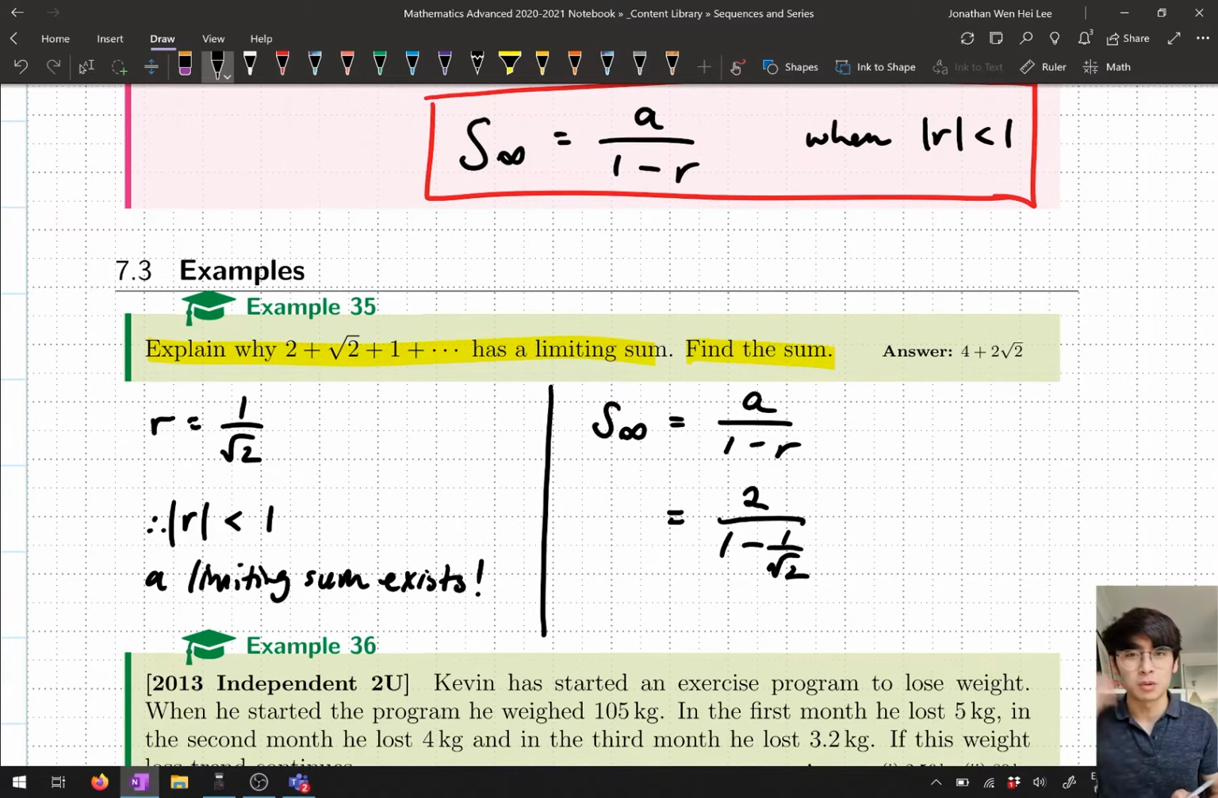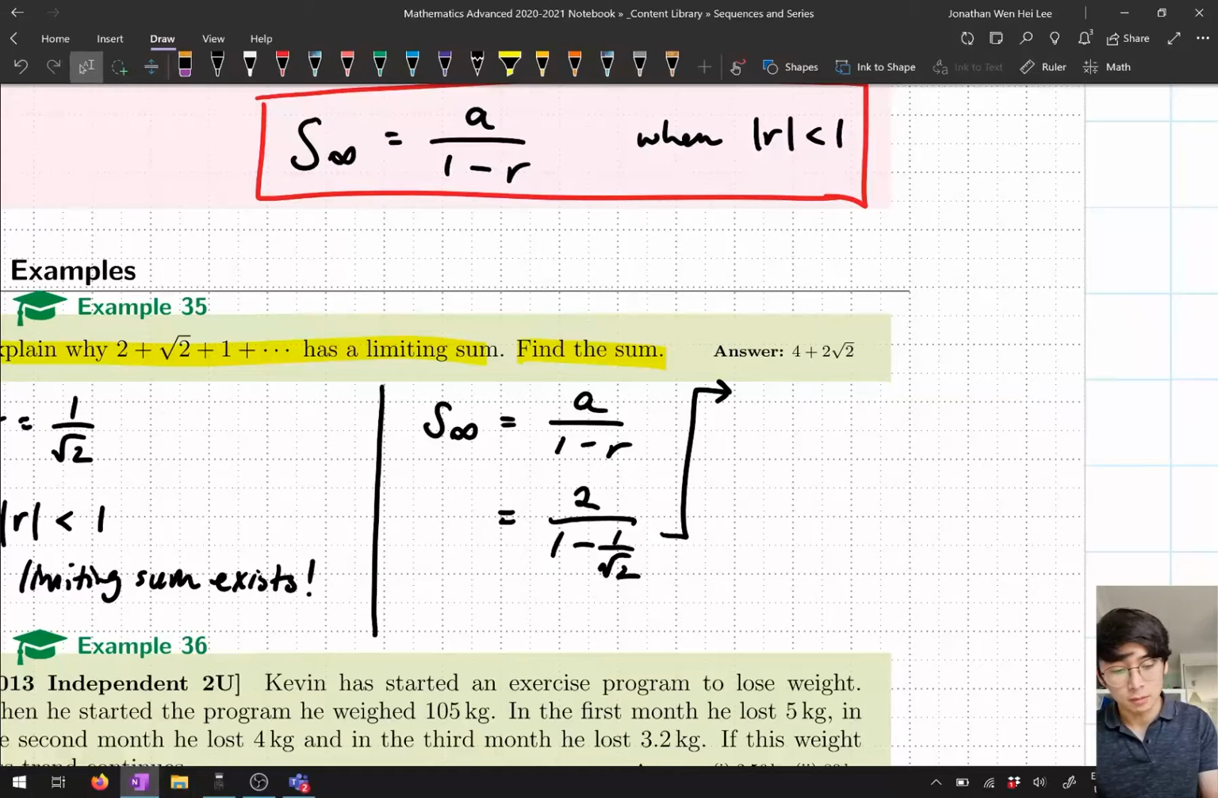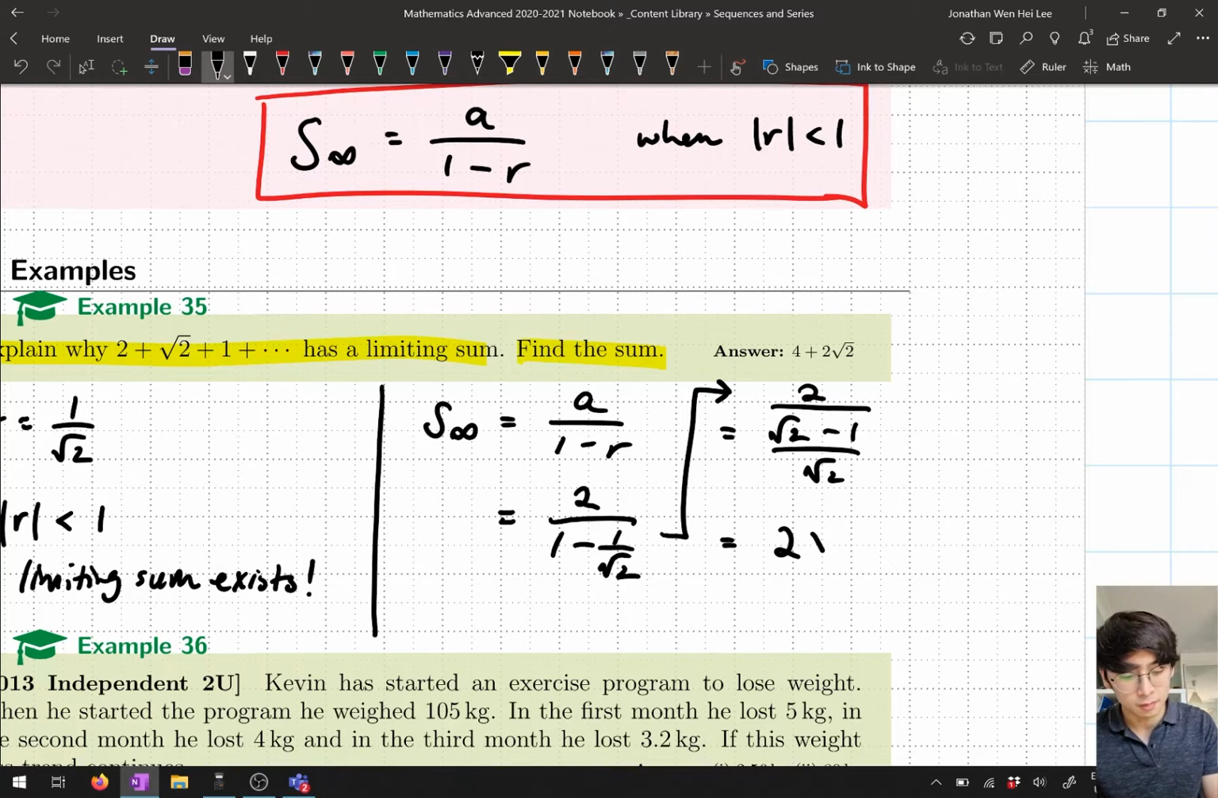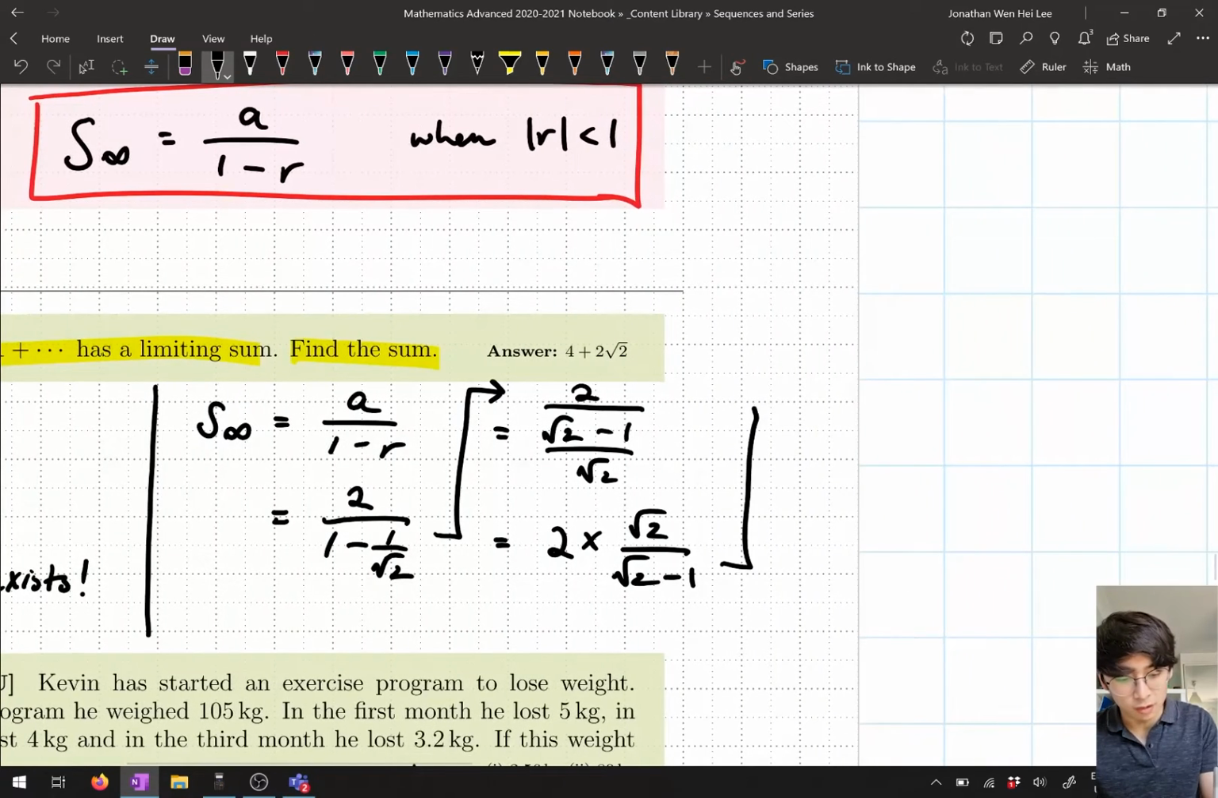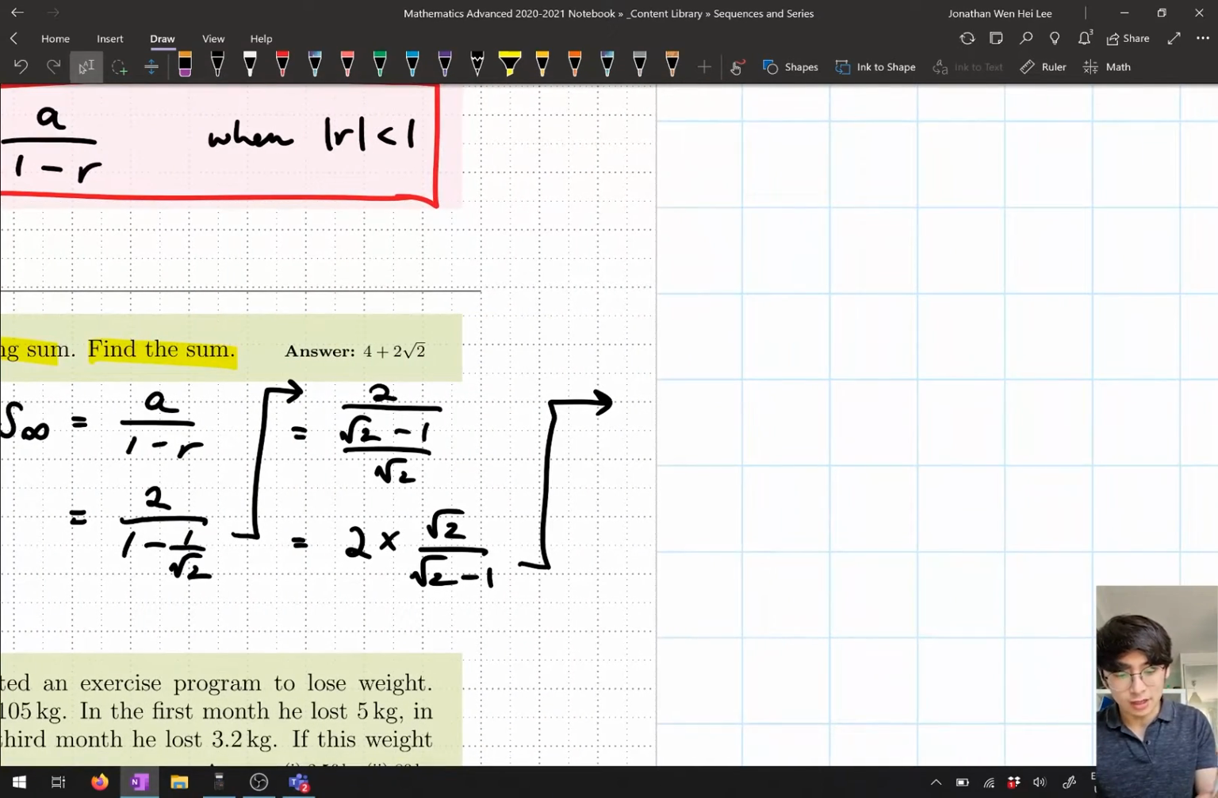Now, if you have a look at the answer, we want to simplify that. So we're going to do a little bit of manipulation of this expression to help me find that value. Here I'm going to fix the bottom, make it into a common denominator. So I get 2 over root 2 minus 1 over root 2. And when I divide by a fraction, I just flip it and multiply by the reciprocal. I'm going to keep moving over here, I apologize, it's going across. And so here we get 2 root 2 over root 2 minus 1.